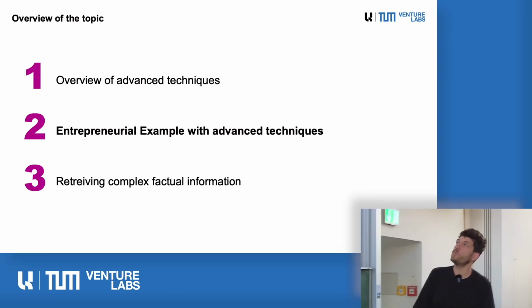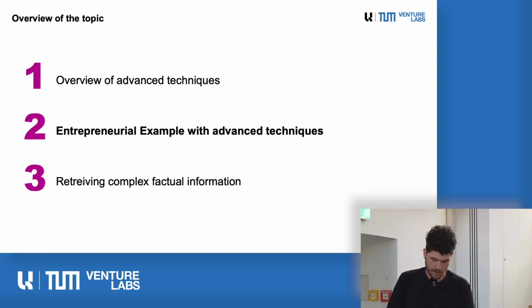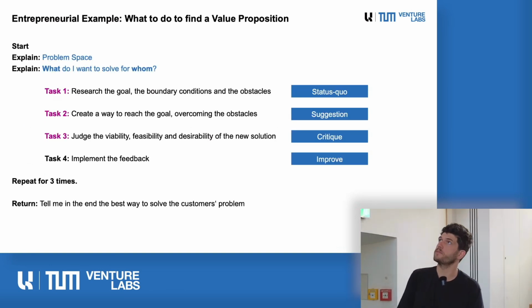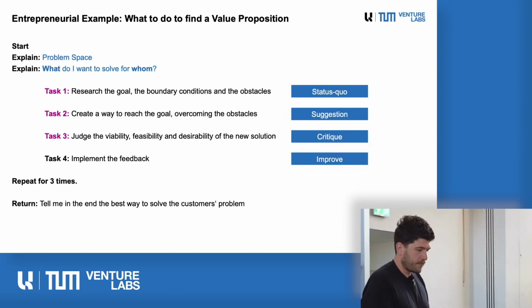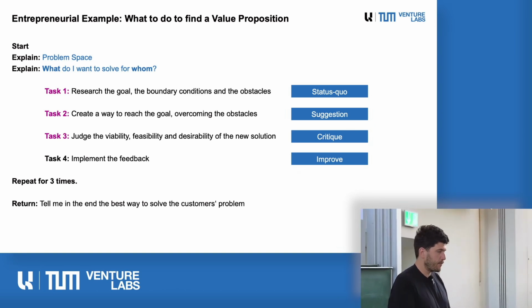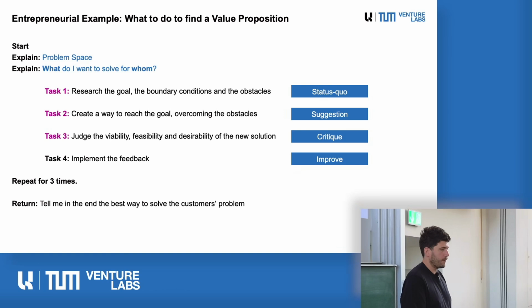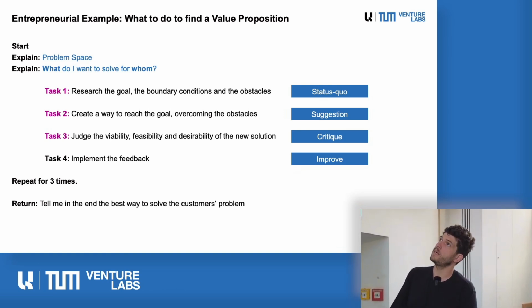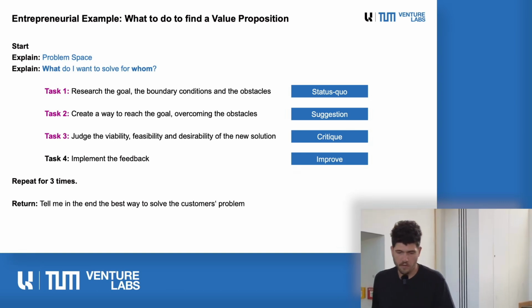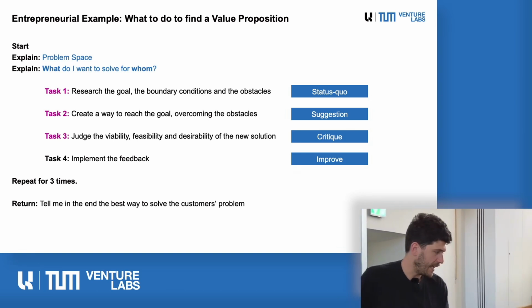Entrepreneurial examples: how can we use that now if we are entrepreneurs? This is something we would like to do in the exercise after the break. We want to look at a problem space, and find something that we can innovate.